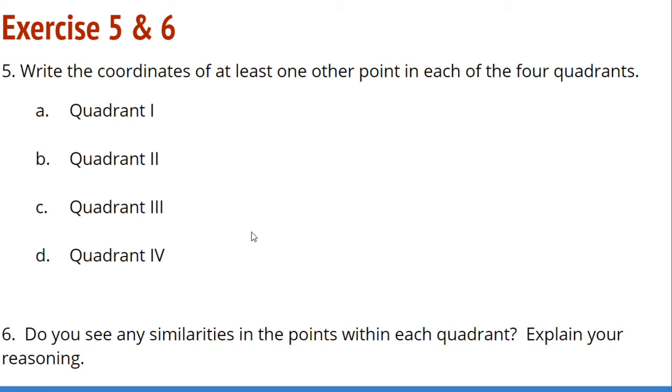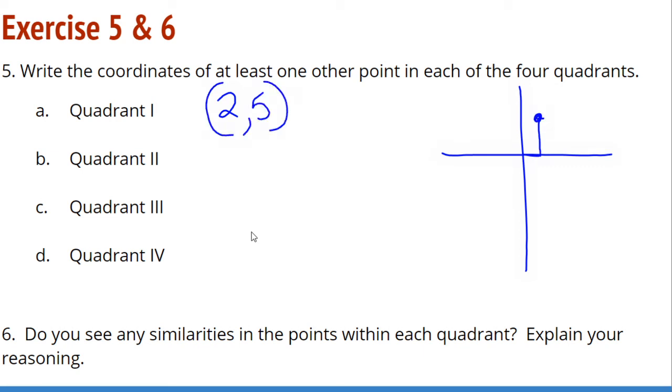So we're now going to write a set of coordinates that goes in each of the 4 quadrants. So if I wanted something to be in quadrant 1, what coordinates would put me in quadrant 1? Well, I'd go over 2 and up 5, and that'll put me in quadrant 1.